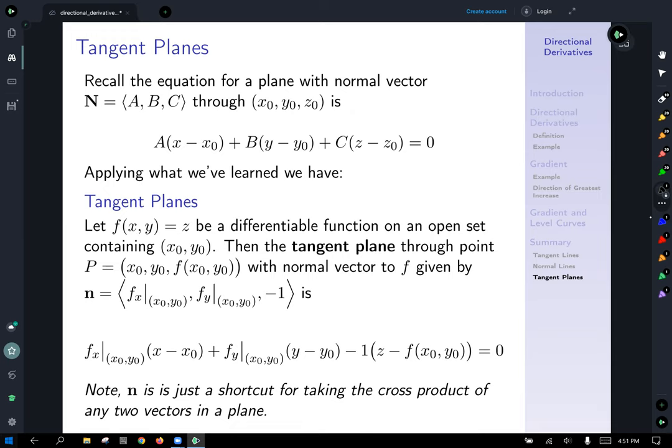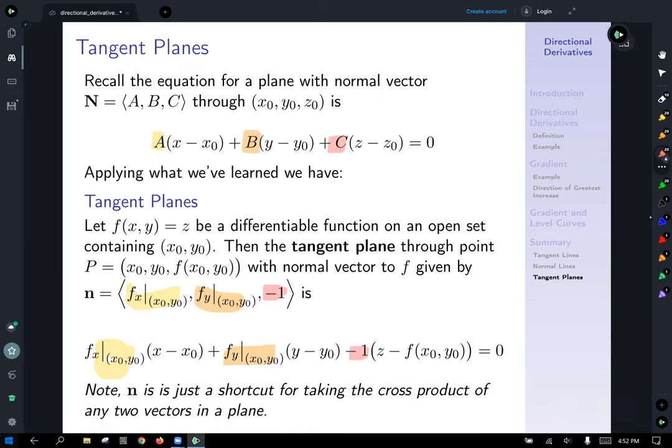So recall that the equation of a plane with normal vector n equal to a, b, c through the point x naught, y naught, z naught is given by this general formula that we've seen before for a plane. Applying what we've just been talking about, tangent planes can be defined as follows: if f of x, y is equal to z is a differentiable function on an open set containing our point, the tangent plane through our usual point p has normal vector n equal to, as we saw last time, the partial of x evaluated, the partial of y evaluated, and -1. Then we're just substituting in: A is this, B is this, and C is -1.